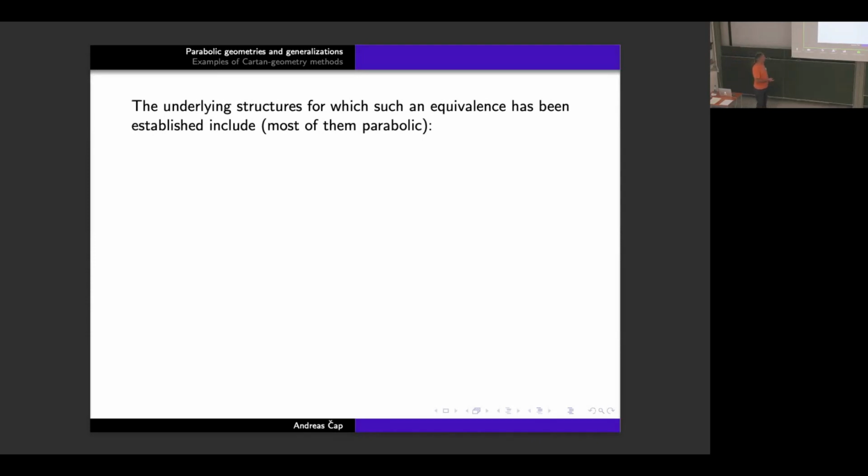for which this categorical equivalence has been established? Most of these examples are parabolic. So these are almost Grassmannian and almost quaternionic structures. So almost Grassmannian basically means you identify your tangent bundle of your manifold as a tensor product of two auxiliary bundles. And almost quaternionic is the underlying structure of quaternion Kähler manifolds.